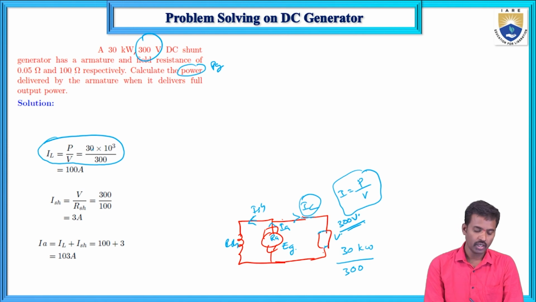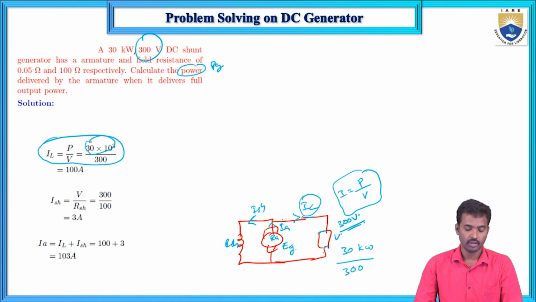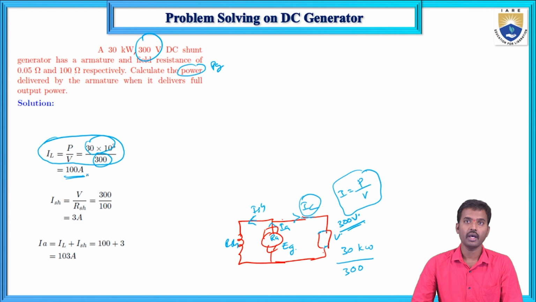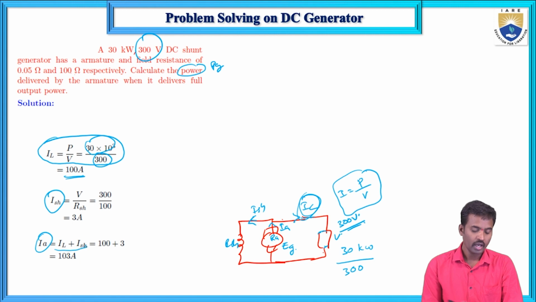So 30 kilowatts, 30 into 10 power 3, and 300 volts divided by that equals 100 amperes. Now ISH equals ISH. So this is okay. Armature current: how will you calculate the armature current? If you apply KCL at this node, IA equals IL plus ISH. Sum of entering currents equals sum of leaving currents.